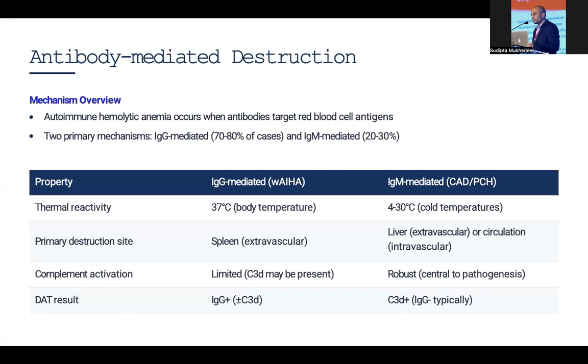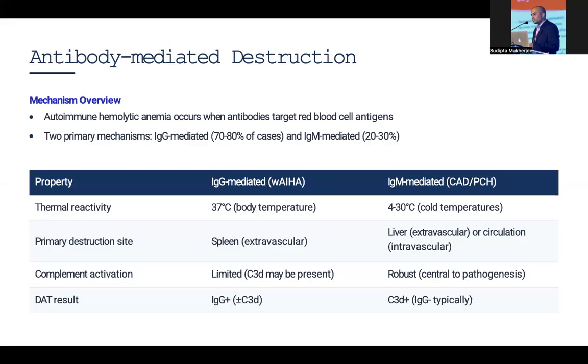It happens because the antibodies are targeted against the red blood cell antigens. Two main pathologies: IgG-mediated, up to 80%, and IgM, 20 to 30%. In IgG-mediated disease of the warm variety, thermal activity is at 37 degrees, or body temperature. Primary destruction is in the spleen, that is extravascular. Complement activation is limited, and mostly it is positive for IgG.